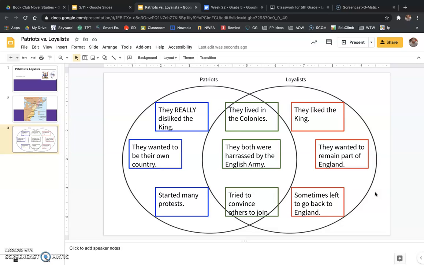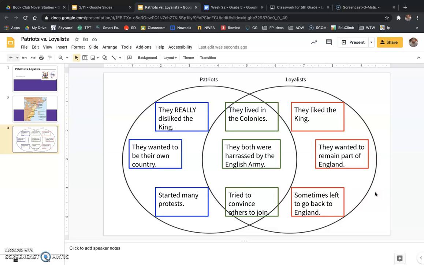Same thing with the Loyalists. They were ones like, oh, no, hold on, neighbors, listen. You want to leave England? Well, listen to this. If we leave England, listen to all these bad things that will happen. Join us. Let's stay part of England. Yes, we're far away, but we should stay. Okay, so both sides were trying to convince people to join their side.